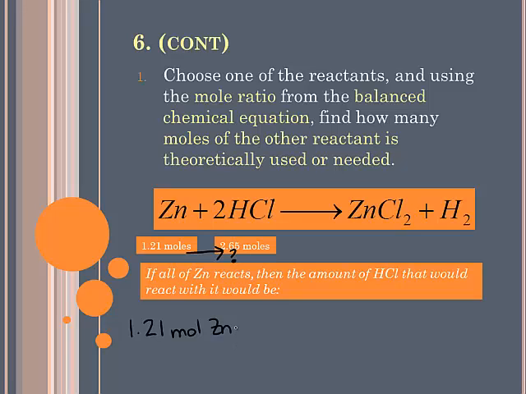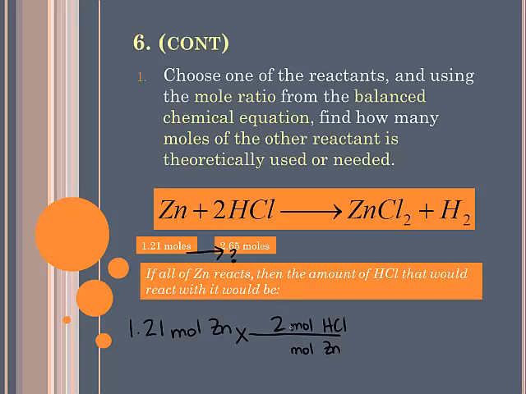So to calculate it, I need to draw an X and a line. The unit that I have goes on the bottom. So moles of zinc goes on the bottom. The unit I'm going to goes on the top. Moles of HCl go on the top. When I go side to side in my diagram, I use the coefficients from the balanced chemical equation. Remember, that's the only time you use those coefficients.